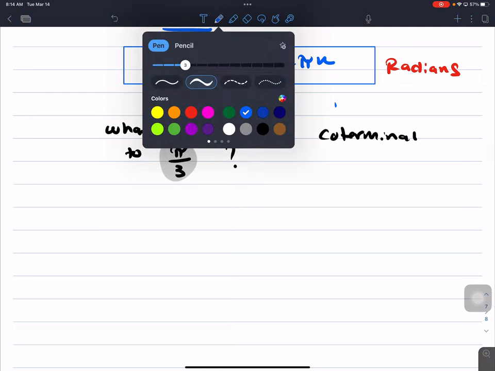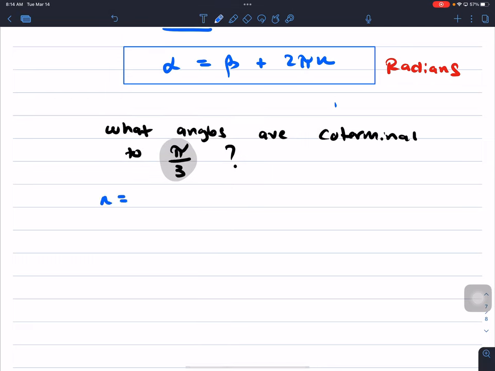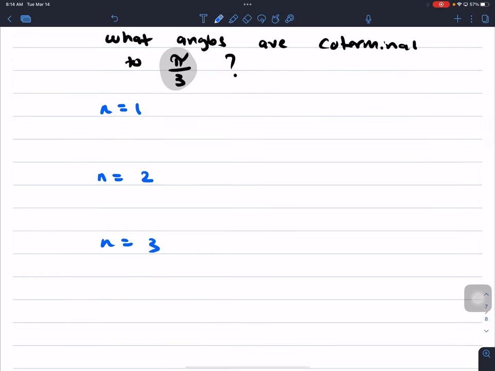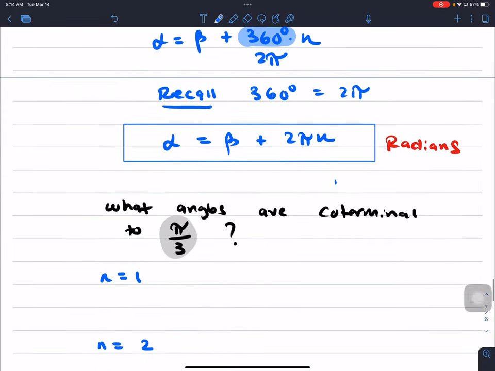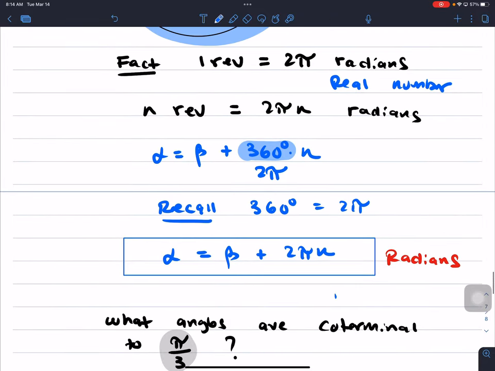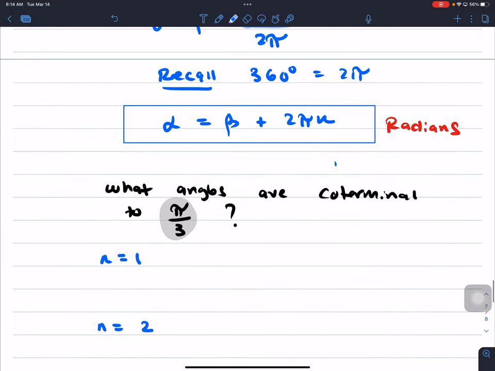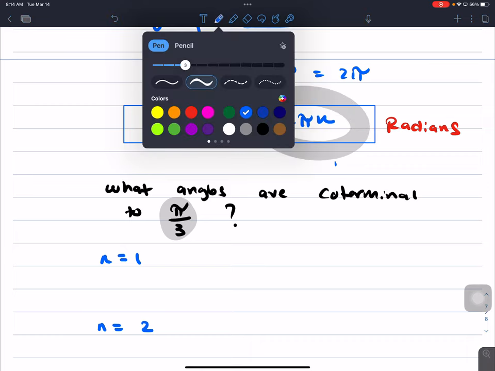So to start this off, try n is 1. Try n is 2. You guys see what I'm saying? Try n is 3. And do your arithmetic. Because 1 rev, and this is a fact you want to know, is 2 pi radians. N revs is 2 pi n radians.